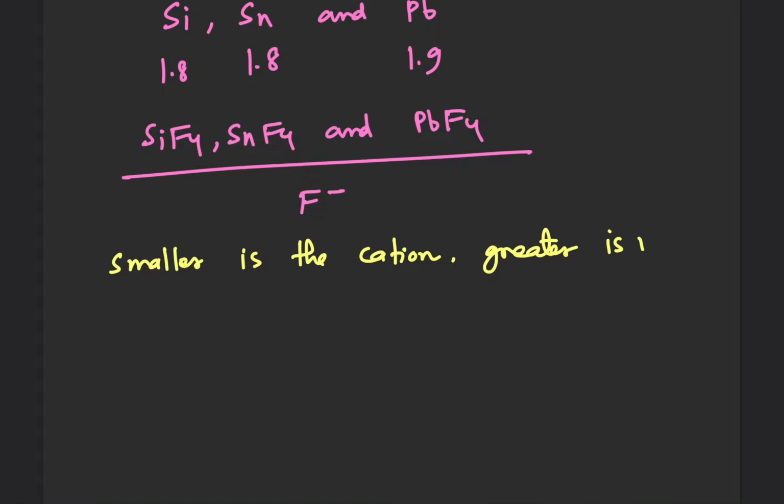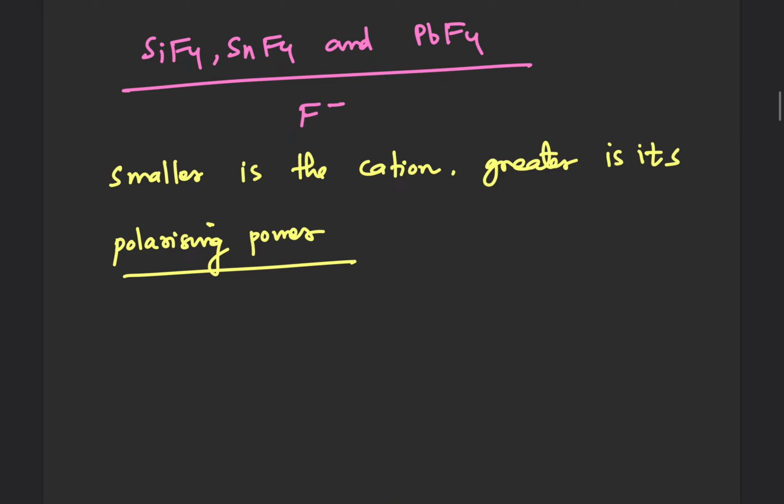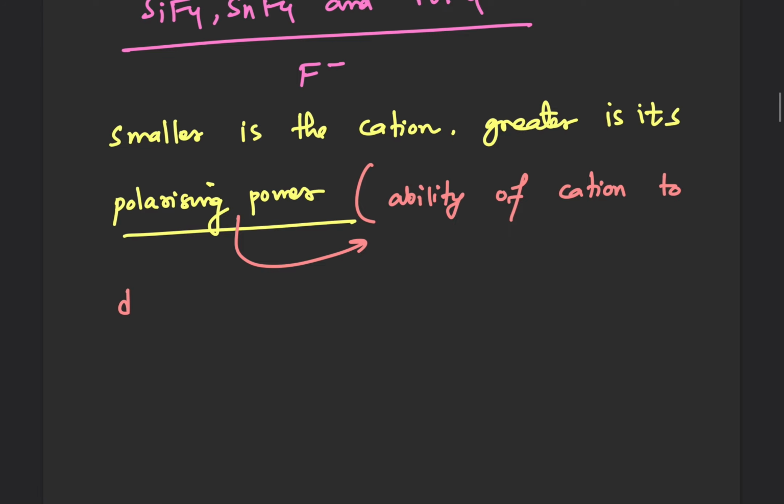The smaller the cation, the greater is its polarizing power. The meaning of polarizing power is the ability of the cation to distort the electron cloud of the anion towards itself. Very important. Polarizing power means the ability of a cation to distort the electron cloud of an anion towards itself.